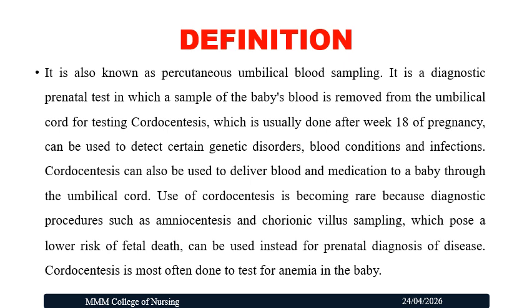The use of cordocentesis is becoming rare because diagnostic procedures such as amniocentesis and chorionic villus sampling, which pose a lower risk of fetal death, can be used instead for prenatal diagnosis of diseases. So, cordocentesis is most often done to test for anemia in the baby.